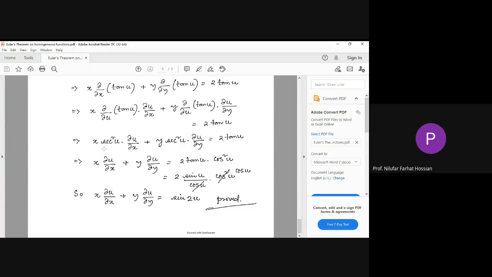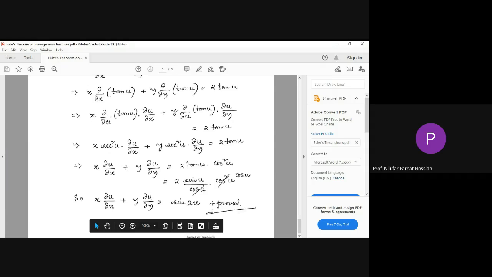So now you divide both sides by sec square u, because on the left side you need x into del u by del x plus y into del u by del y. If you divide by sec square u, that means 1 over sec square u, and 1 by sec square u means cos square u. So on the right side it will be 2 into tan u into cos square u, and tan u means sin u by cos u. So one cos u cancels out. You have here 2 sin u cos u. Just use the formula: sin 2u means 2 sin u cos u, and you are getting the result. This is the result you have to prove: x into del u by del x plus y into del u by del y equal to sin 2u.